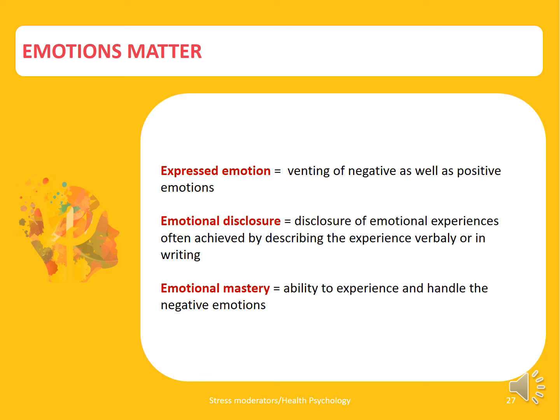Already mentioned, but not fully described during this lecture, were emotions and the role they could play in coping. When it comes to the emotions, we could differentiate between expressed emotions, emotional disclosure, and emotional mastery. The first one, expressed emotions, could be seen as a venting of negative as well as positive emotions. Emotional disclosure is one step further and covers disclosure of emotional experiences, often achieved by describing the experience verbally or in writing. Finally, emotional mastery could be seen as the ability to experience and handle the negative emotions. All of those concepts are believed to play their role and help people cope with stressful situations.